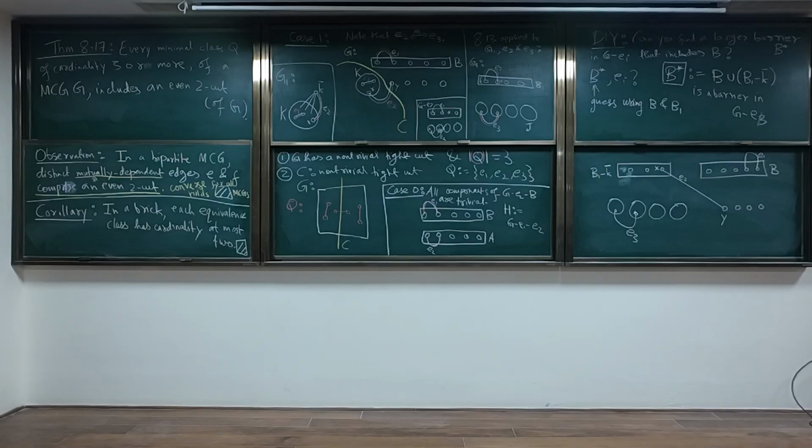So yeah, good point. Everybody's okay with that? So therefore X and Y will not go into the barrier. They will be in odd components.